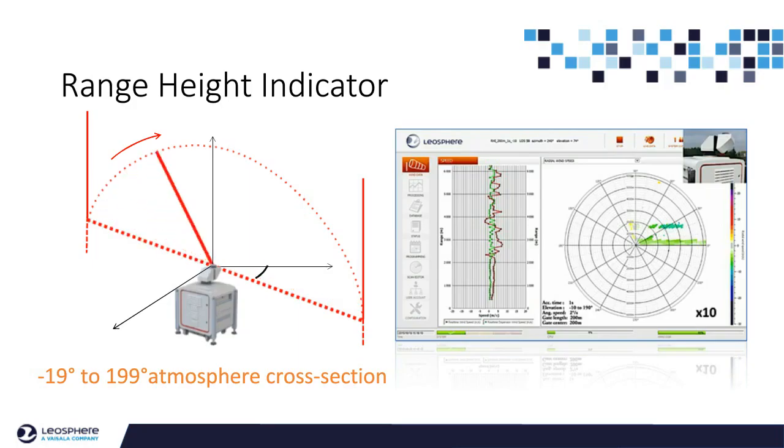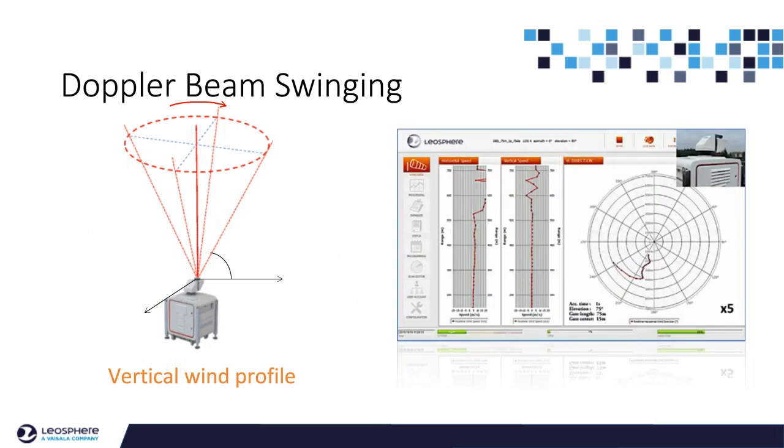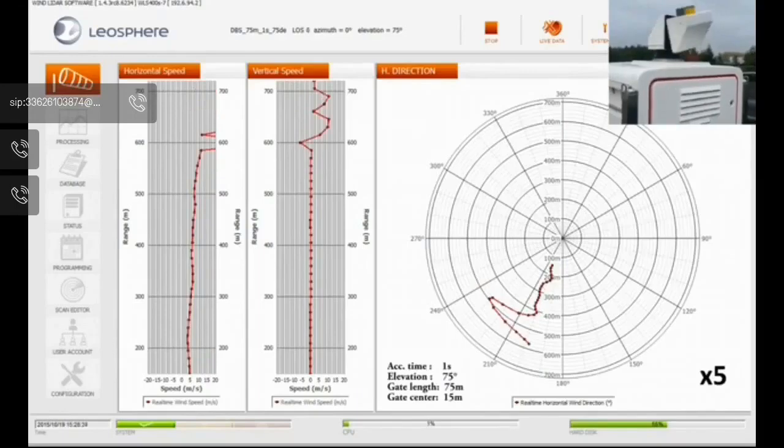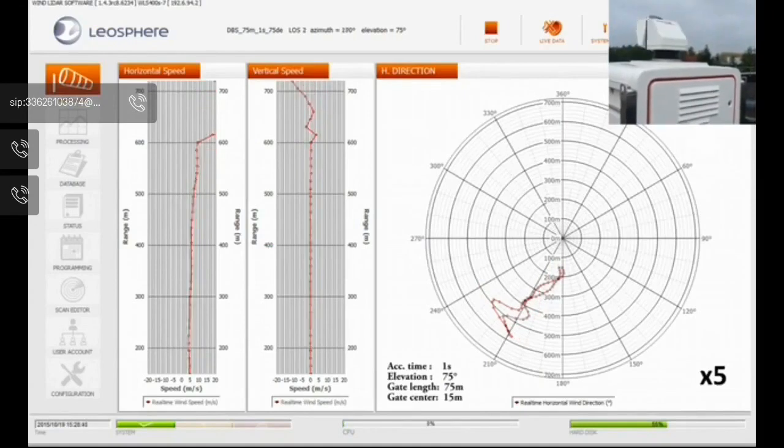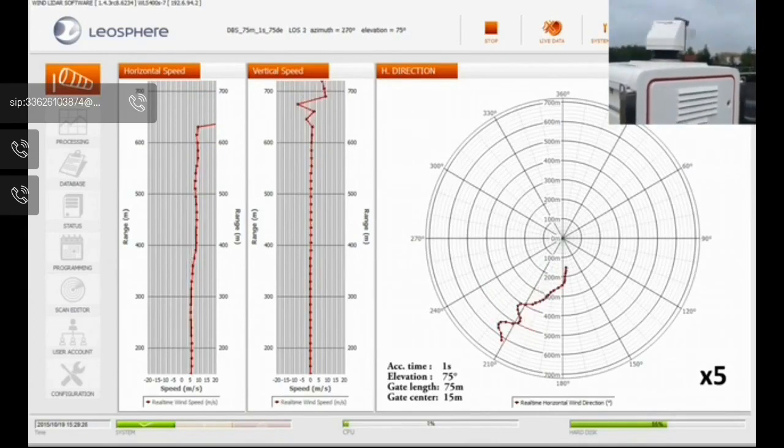And then we have the DBS, the Doppler beam swinging. This is the profiling mode, which is the same type of scan as the Lidar profiler. This scanning pattern is using 5 laser beams, 4 at cardinal points and 1 vertical. And this allows the user to reconstruct the wind speed at several heights, so to get the horizontal and vertical wind speed as well as wind direction.